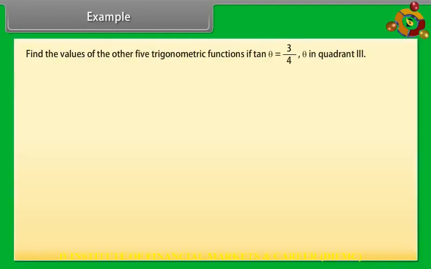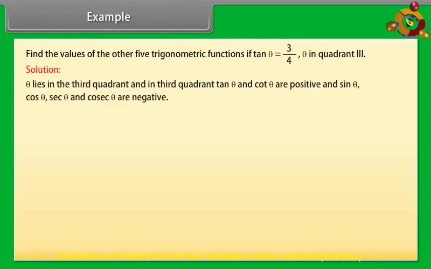Example. Find the values of the other 5 trigonometric functions if tan of theta is equal to 3 by 4, theta in quadrant 3. Solution. Theta lies in third quadrant, and in third quadrant, tan theta and cot theta are positive, and sin theta, cos theta, sec theta and cosec theta are negative. Tan of theta is equal to 3 by 4. This implies that cot of theta is equal to 1 by tan of theta, equal to 4 by 3.